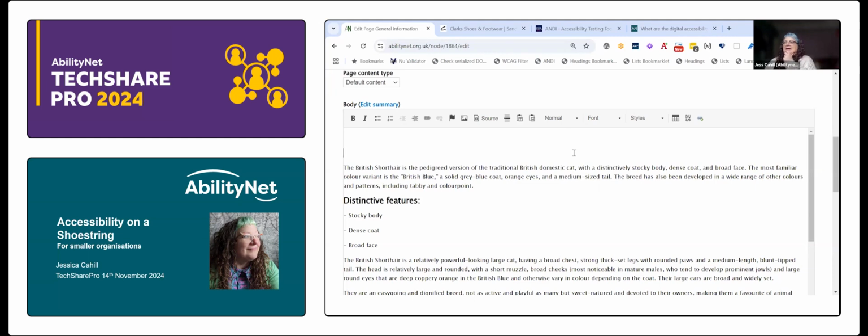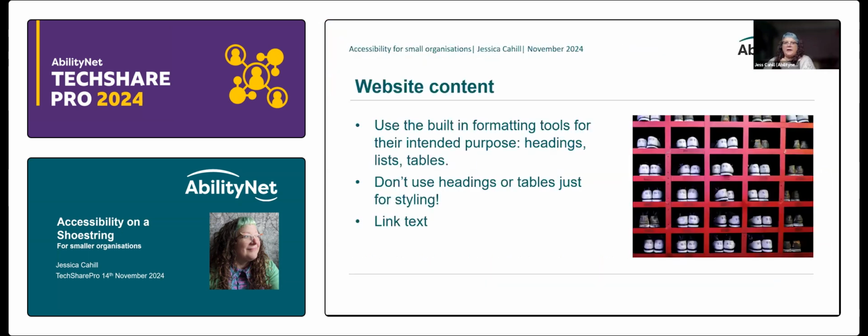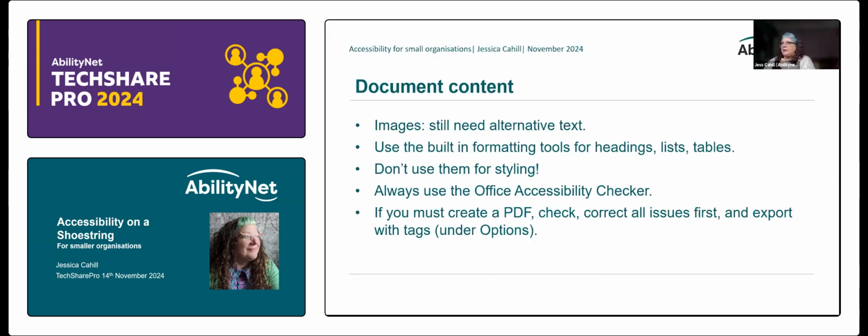So this applies to headings, lists, and tables. We need to use those formatting tools for their intended purpose, and not just to position content on the page or make it look a certain way. You know, don't use a heading style just to make something look big and bold. So a lot of this also applies to document content. Again, images need alternative text. You want to use the formatting tools for headings, lists, and tables, and not just to style content.